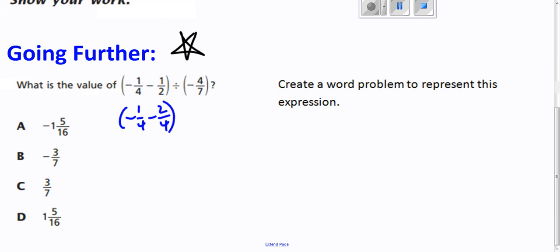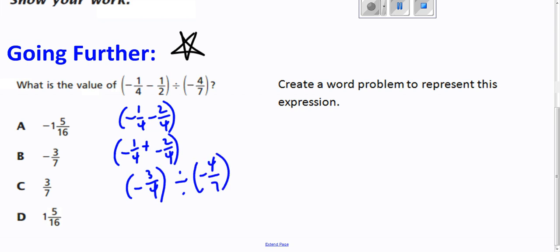I don't like this negative and minus. It looks messy, so I'm going to change it. Negative 1/4 plus negative 2/4. And since they're both negative, I can just add them normally and get negative 3/4. And then I need to do divided by negative 4/7.